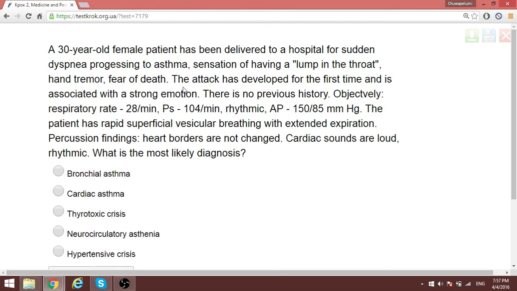A 30-year-old female patient has been delivered to hospital for sudden dyspnea, progressing to asthma, with a sensation of having a lump in the throat. You might start thinking, oh, this is goiter, something affecting the thyroid gland, arm tremor, thyrotoxicosis. But the patient has fear of death, and the attack developed for the first time and started with strong emotion. When I'm hearing something like this together with signs of thyrotoxicosis, I'm thinking that this is neurocirculatory asthenia or neurasthenia.